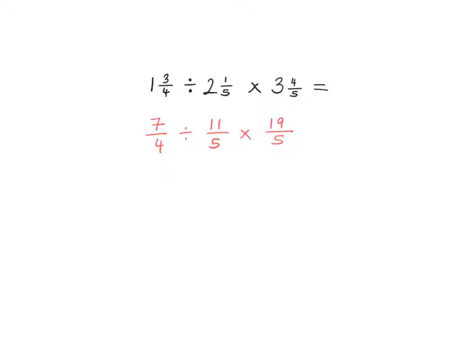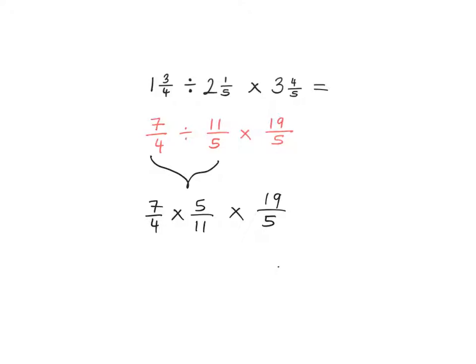Now if I divide these two fractions, I have 7 over 4, and when we are dividing fractions, remember we have to flip over, invert the divisor fraction, and then multiply it. So that becomes 7 over 4 times 5 over 11 times your 19 over 5.